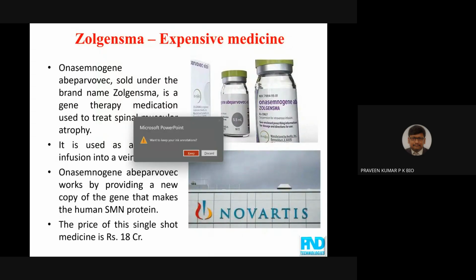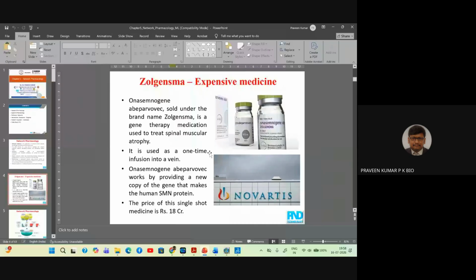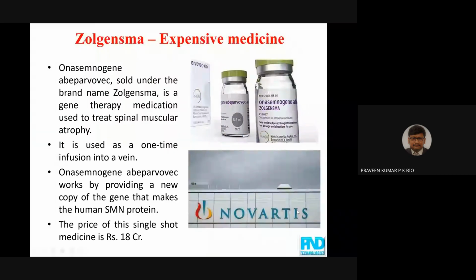There are many more interesting things to learn in network medicine. Still, we have 2 more minutes, so let me explain a few more interesting facts. This is something theoretical. I'm not explaining the practical. However, we'll be discussing more practical on tomorrow in this network medicine pharmacology. So one more example I'm going to provide is Zolgensma. It is the most expensive medicine in the world.